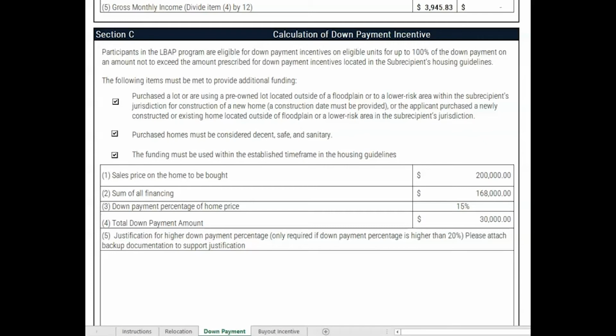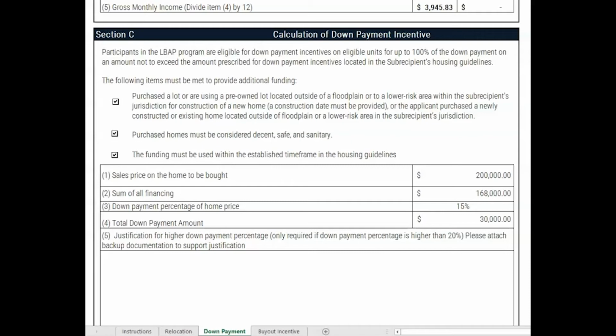For our example, the applicant is buying a $200,000 home. The bank is requiring that they put down a 15% down payment. Therefore, the family will need to put down a $30,000 down payment. After the down payment and other associated credits and costs, the total amount the applicant will finance is $168,000.